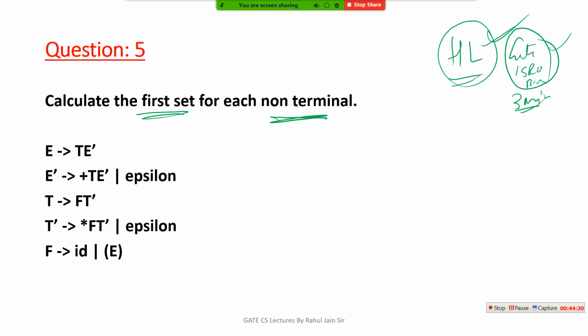Soumya is asking about the previous question. Okay, I will solve your previous question, don't worry. We will solve this question first, guys. Question number 5. After that, Soumya, I will solve question number 4. You are asking for question number 4 now? Okay, Soumya, I will explain question number 4. Don't worry. I will solve question number 5 first, and then I will discuss question number 4 for you.